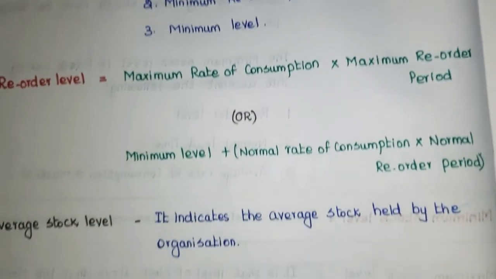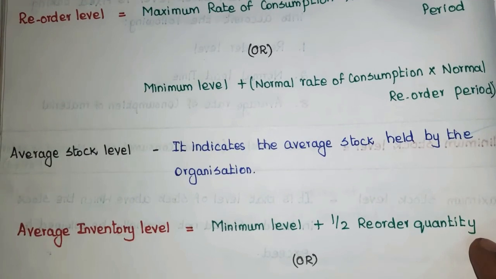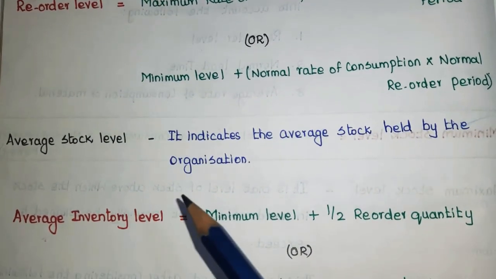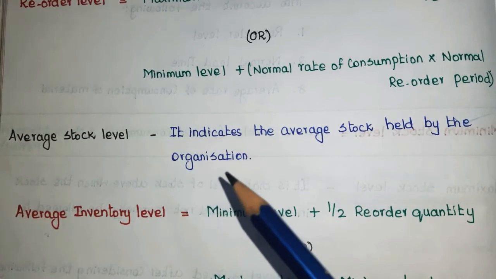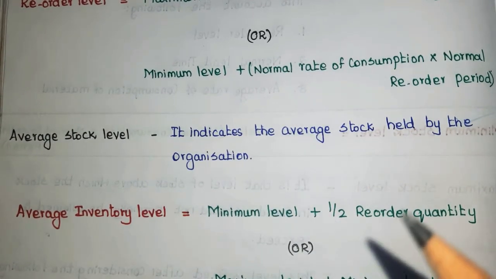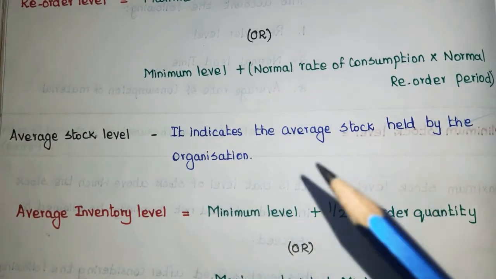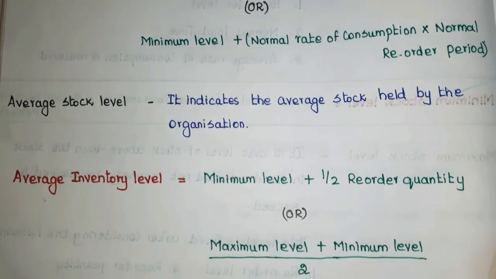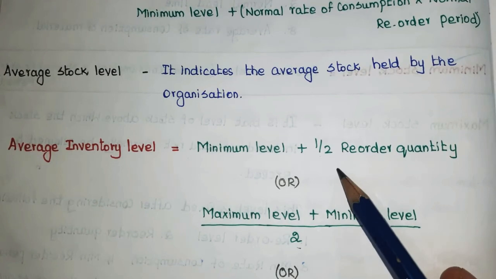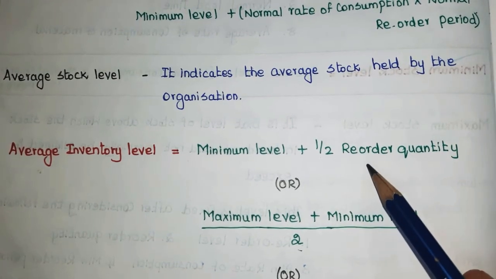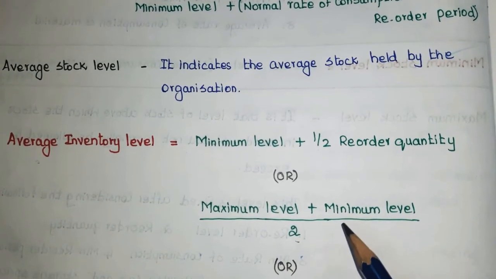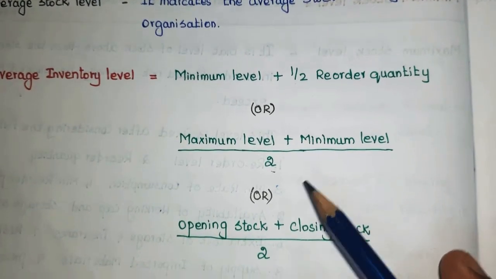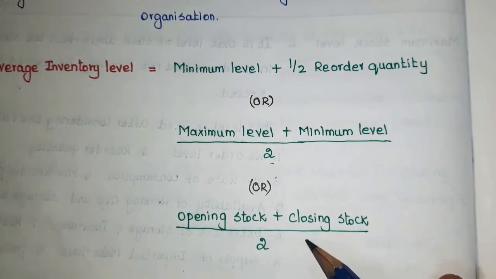The next thing is average stock level. It indicates the average stock held by the organization. That is, we can say the average of the opening and closing stock. The formula for average inventory level is: minimum level plus half of reorder quantity, or (maximum level plus minimum level) divided by 2, or (opening stock plus closing stock) divided by 2.